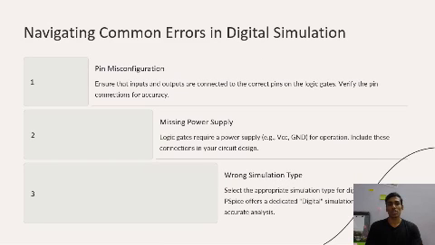While working with PSpice, we might encounter some common errors. These include incorrect pin configuration, missing power supplies, or choosing the wrong simulation types. To avoid these, double-check connections and ensure the simulation parameters are set correctly. If an error occurs, PSpice provides helpful messages to troubleshoot.